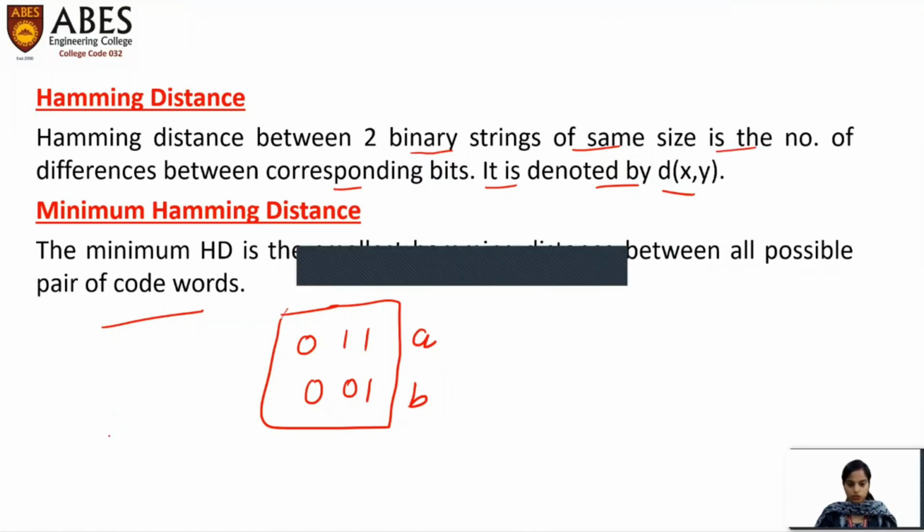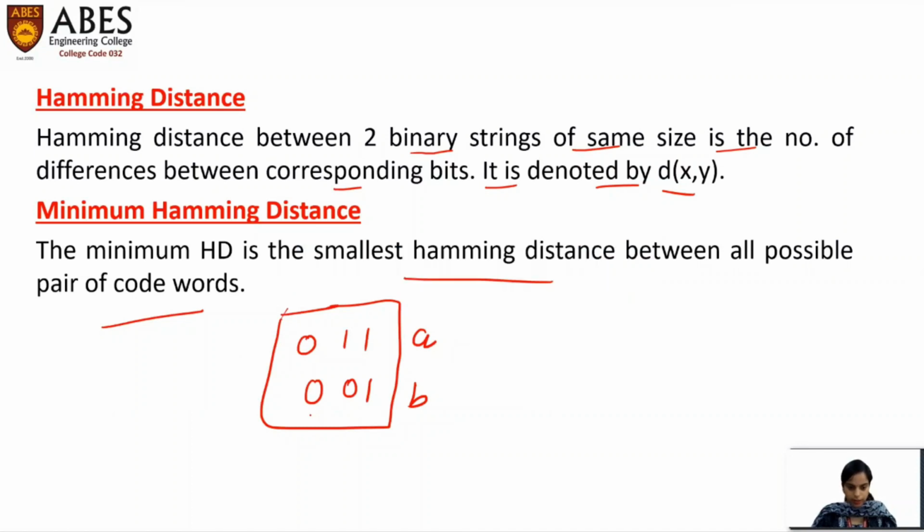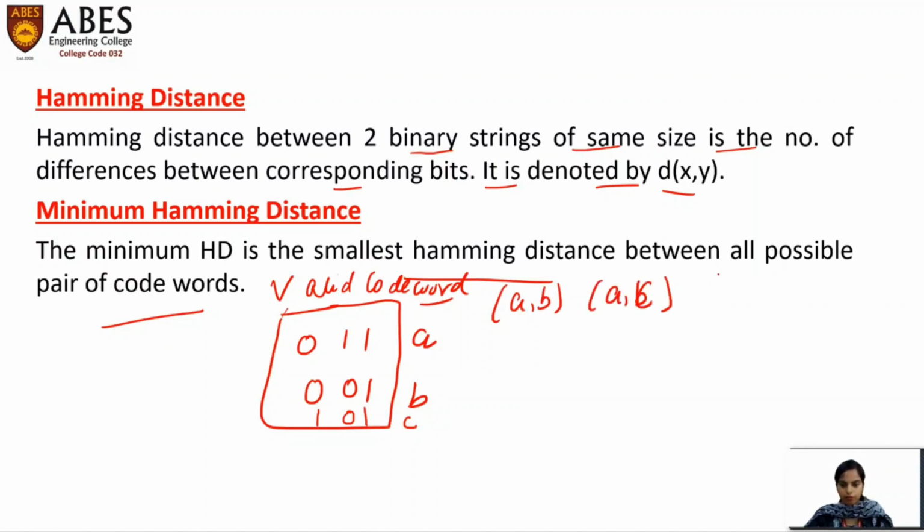I'm adding one more, 101, and suppose this is C. This is basically your code words. These are valid code words, and we can say that a code word is nothing but data. Now let's make the pairs. How many pairs will be made? One pair is A comma B, one pair is A comma C, and one pair is B comma C. So in total 3 pairs will be made.